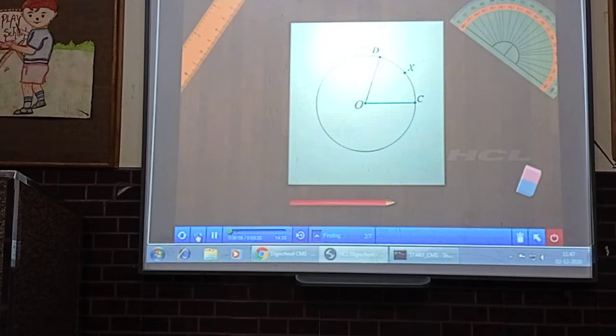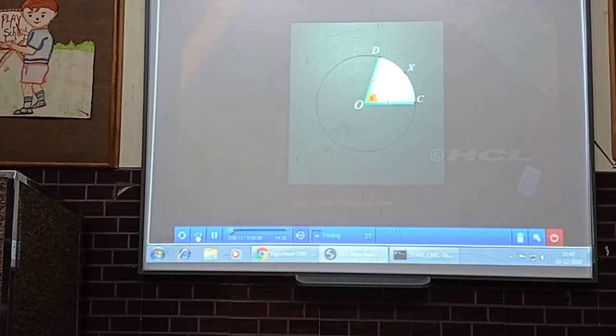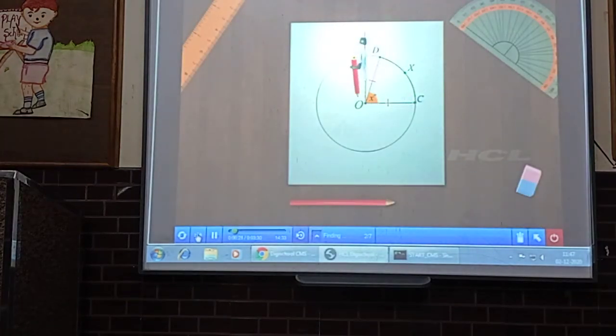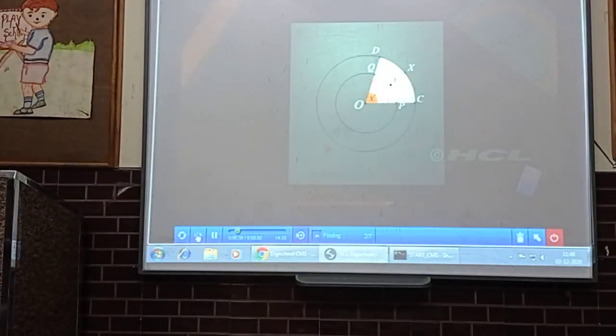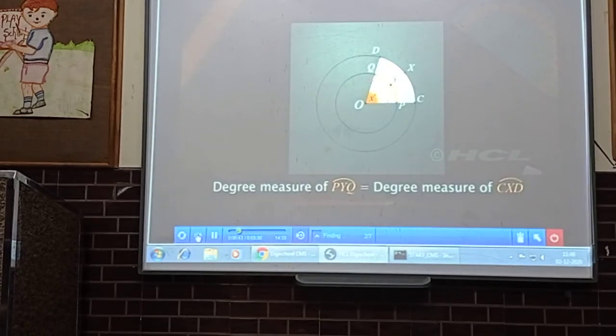This is a circle with center O and radius OC, which also equals OD. Angle COD is the angle made at the center by the arc CXD. We know that the angle made at the center by an arc is the degree measure of the arc. Now, let's draw another circle with center O but radius less than OC. We name the arc as PYQ. Notice that the angle made at the center by the arc PYQ is angle COD. So the angles made at the center by the arcs PYQ and CXD are the same.